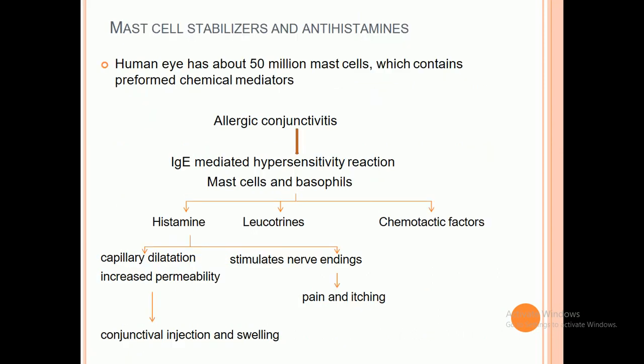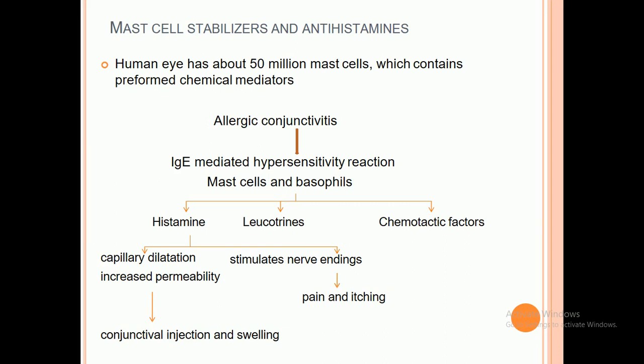Now what are mast cell stabilizers and antihistamines? So mast cell stabilizer, the human eye has about 50 million mast cells which contain preformed chemical mediators. As we have talked about the non-steroidal anti-inflammatory drugs, they are responsible to inhibit the prostaglandin synthesis in order to reduce the inflammation. So mast cell stabilizer and antihistamine, these are the other agents.